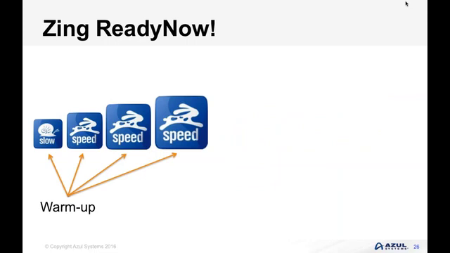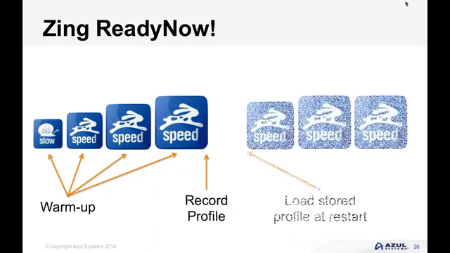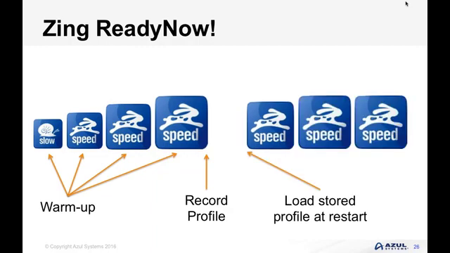And what that does is it says, okay, let's let the application warm up, but then once we've got to a stable state where we know that the application is running in the way that we expect it to, we will record a profile. We'll record a profile of which methods have been compiled and which pieces of code are available and so on. When we start an application using Zing and using Ready Now, what we can do is load the profile when we restart.